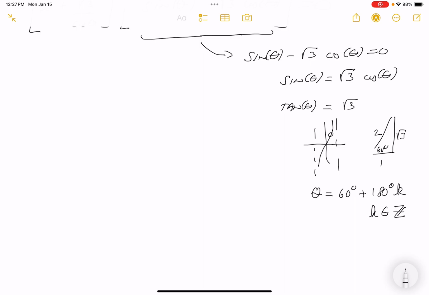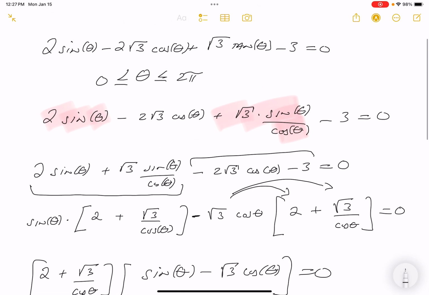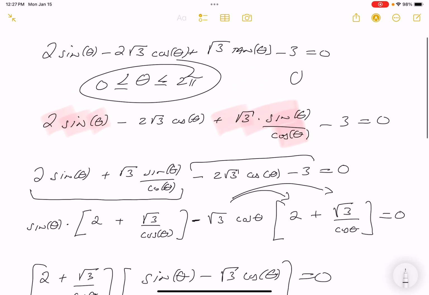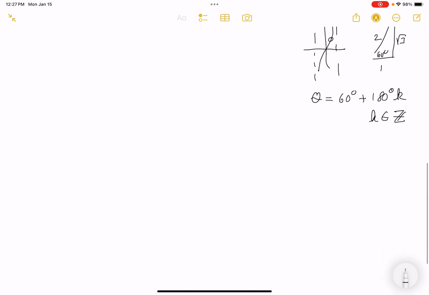I will go back to radian measure, by the way. But the bottom line, they said that theta was between, let's go back over here, between these two numbers over here, which means theta is between 0 degrees and 360 degrees. So what do you get over here? You get 60 degrees. That's one possibility. The other possibility is 240 degrees.